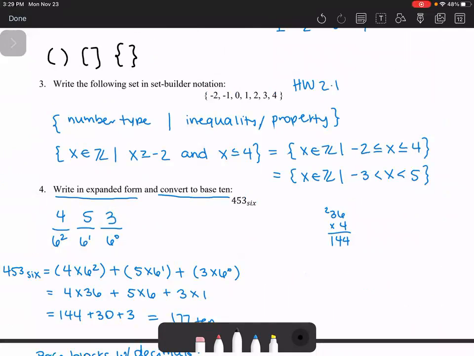The parentheses don't mean that it's a set. The square brackets don't mean that it's a set. It's only the curly brackets that mean that it's a set. Anything else?